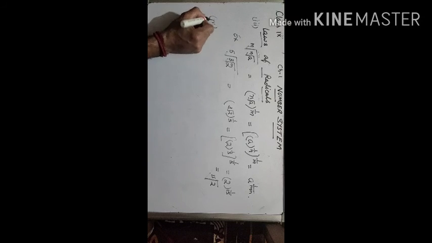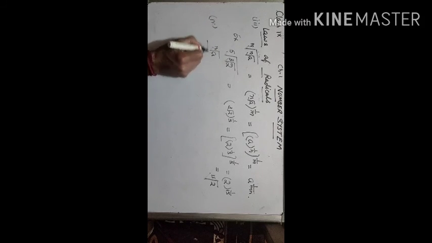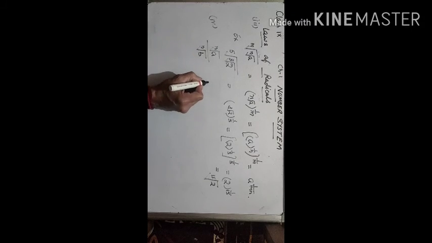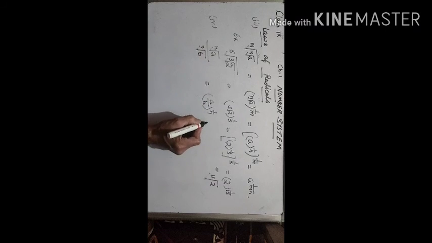Fourth part is the n-th root of a upon b. Here a by b to the power 1 by n, the bases are different, the power is 1 by n, that means for a by b you can put the n-th root.